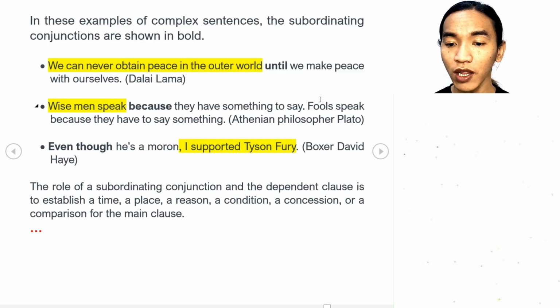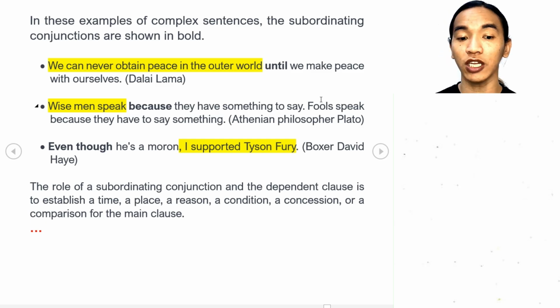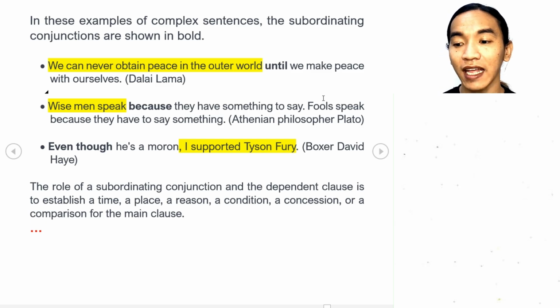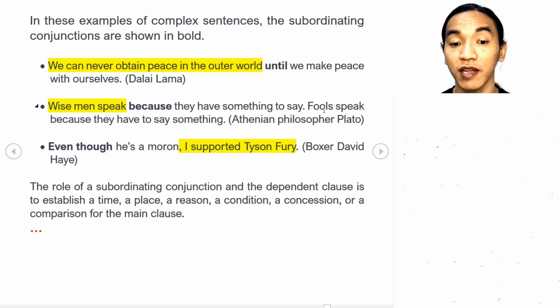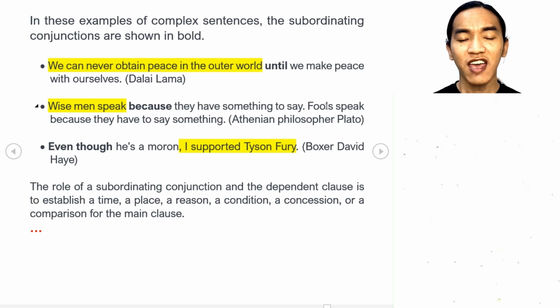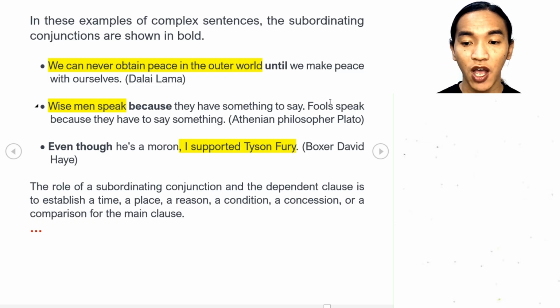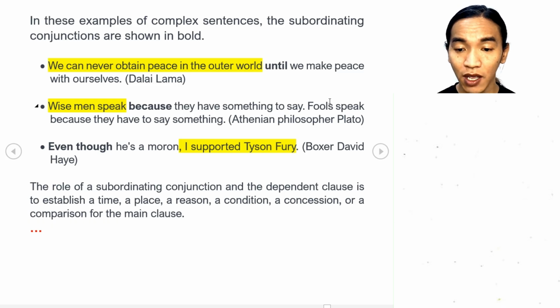The role of a subordinating conjunction, remember once again, and the dependent clause is to establish a time, a place, a reason, a condition, a concession, or a comparison for the main clause. They have certain purposes. So that's why you have to choose what kind of subordinating conjunction you have to use to actually complement or support your independent clause.